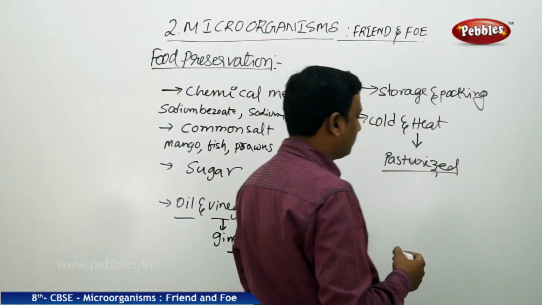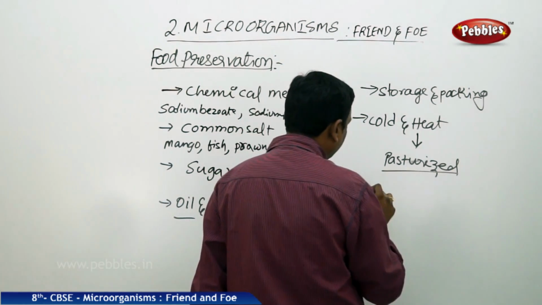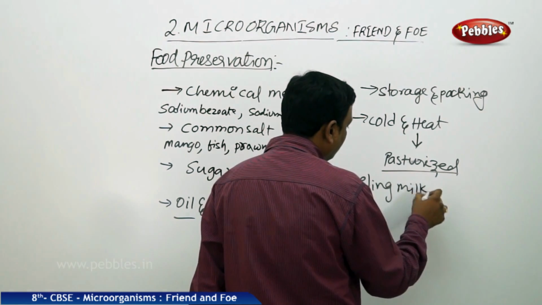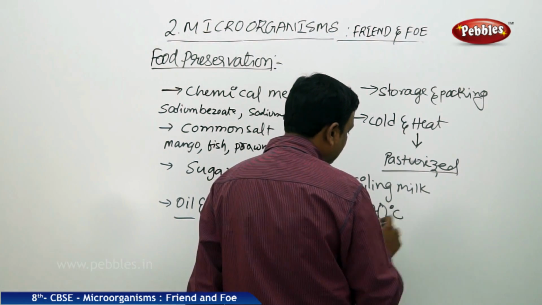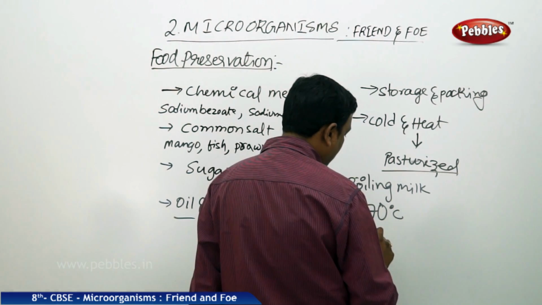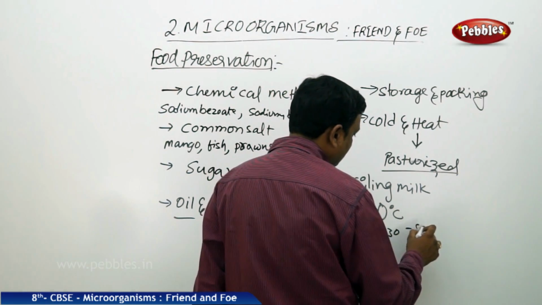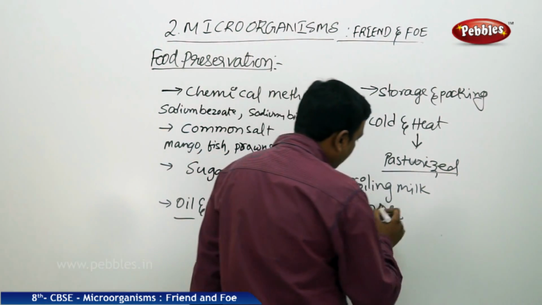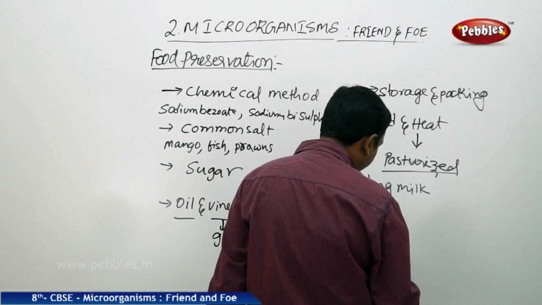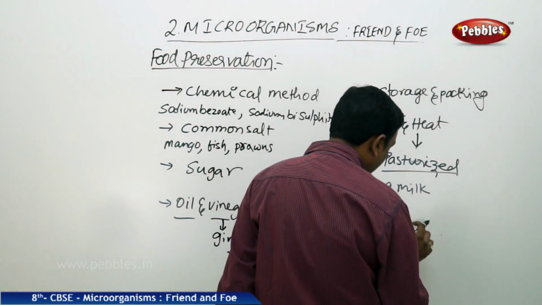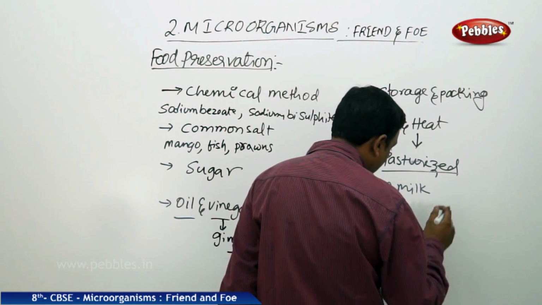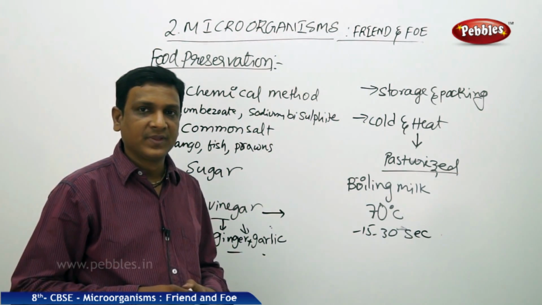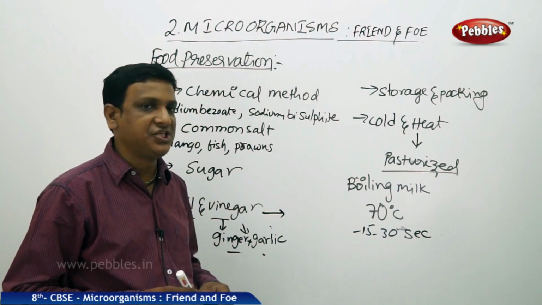What is pasteurization? Boiling the milk up to 70 degrees Celsius for 15 to 30 seconds. Then we can preserve the milk for a long time. So this is called pasteurization.